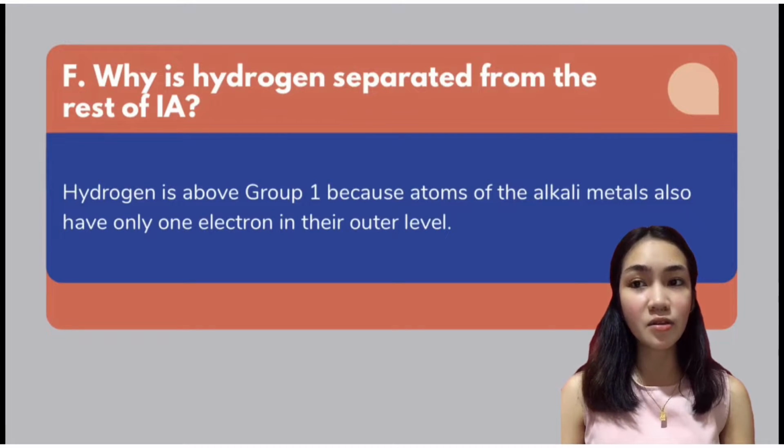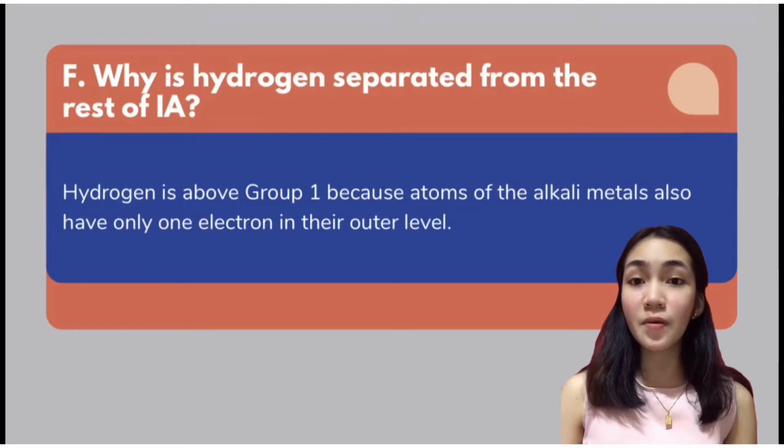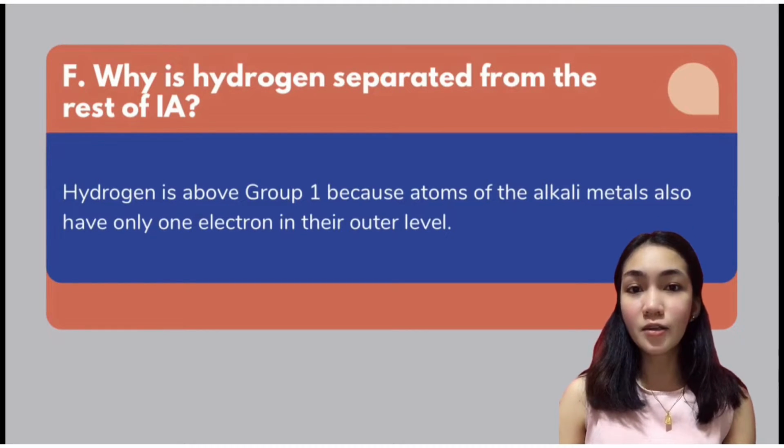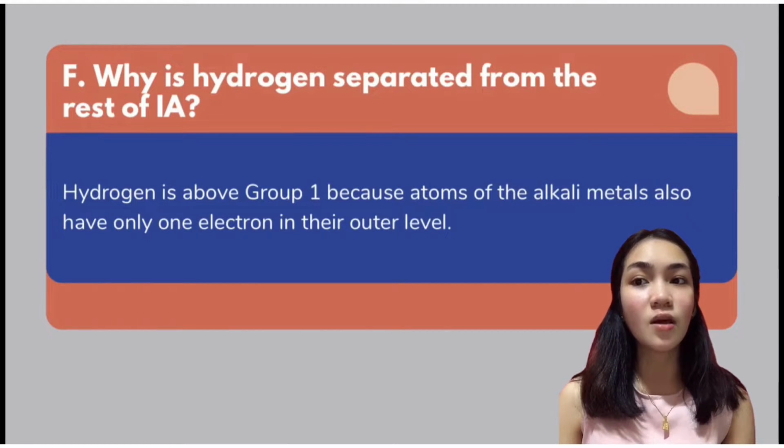Why is hydrogen separated from the rest of 1A? It is because hydrogen is not a metal but a gas. Hydrogen is above group 1 because atoms of the alkali metals also have only 1 electron in the outer level.